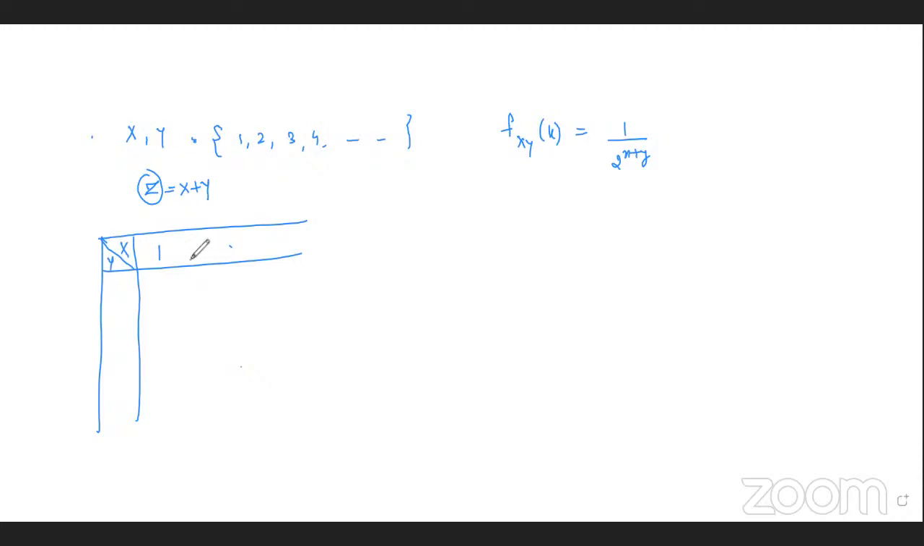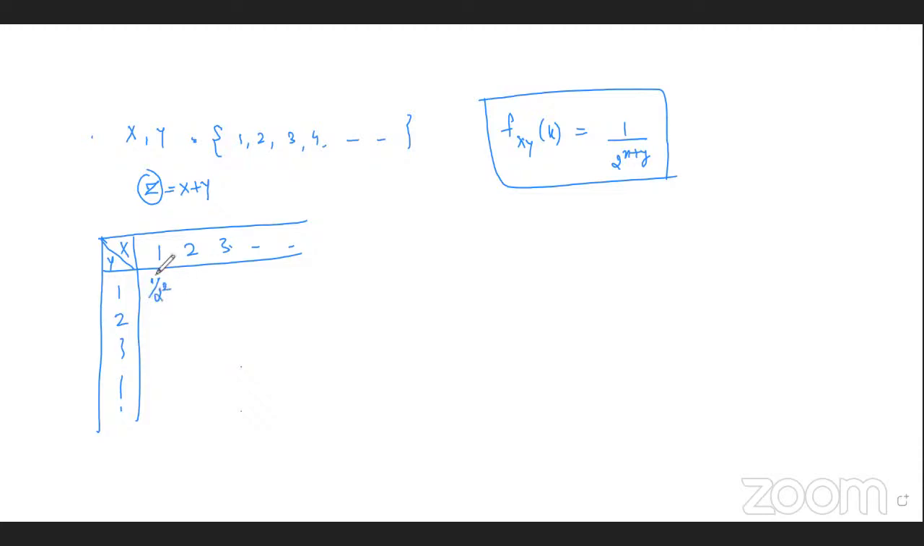So x is taking the value 1, 2, 3, and so on. Y will take 1, 2, 3, and so on. So x equals 1, y equals 1. Just substitute the values here. Put x equals 1, y equals 1. So what will I get? You will get 1 upon 2 square.